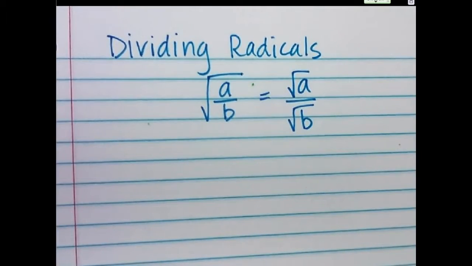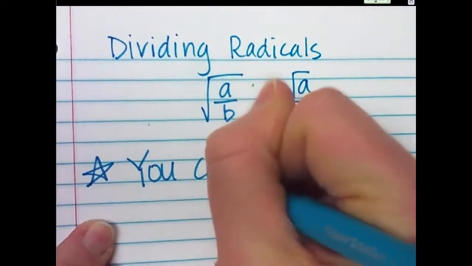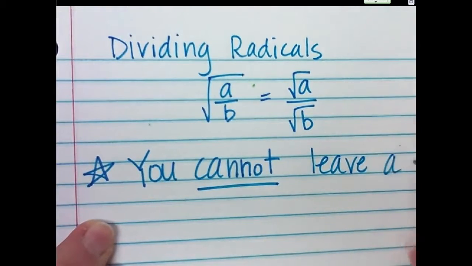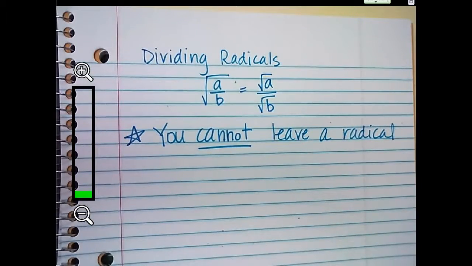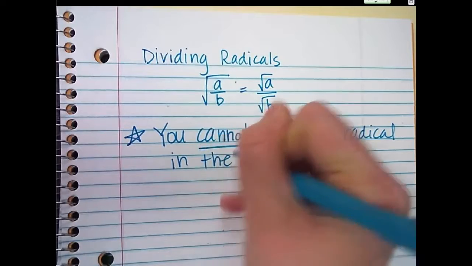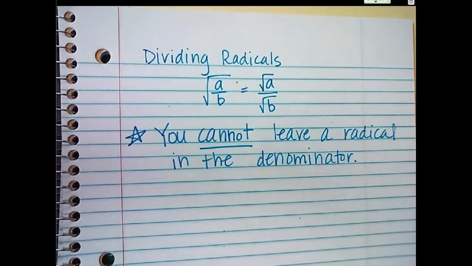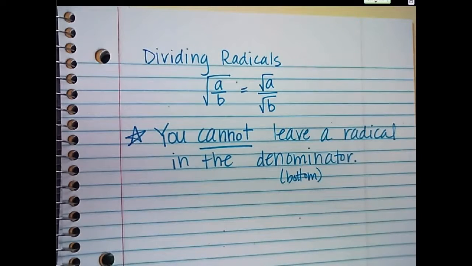So the main thing that we're doing today, and really the only reason we divide radicals, is because of this: you cannot leave a radical in the denominator. Which one's the denominator? The bottom of a fraction. So that's the only reason we do what we're doing today.